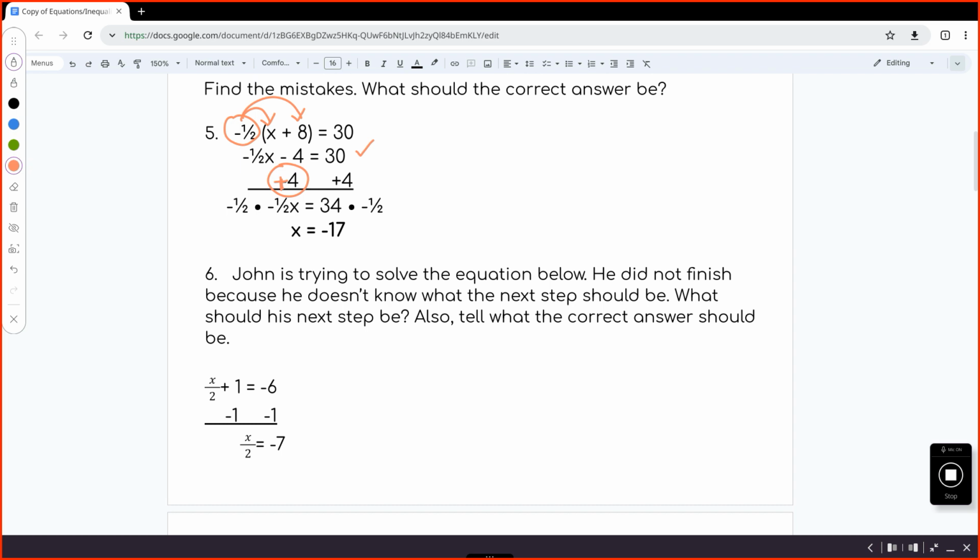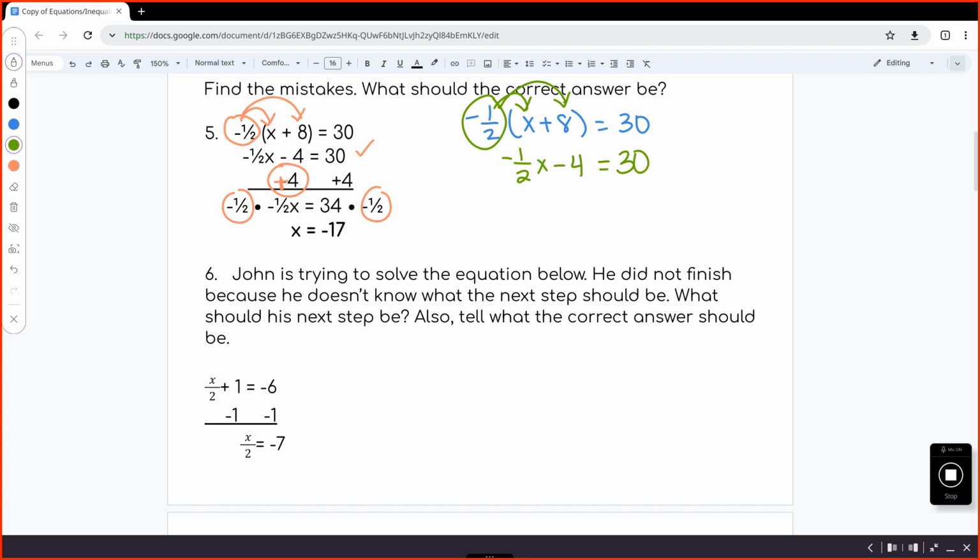Also, another mistake is as they went further, instead of multiplying both sides by the reciprocal, they multiplied both sides by the -1/2. Okay, you want to multiply both sides by the reciprocal. So let's actually solve this the way that it should be. So -1/2 parentheses x plus 8 is equal to 30. So we are going to start first with distributing. So -1/2 times x is -1/2 x. -1/2 times 8 is -4. And then that equals 30.